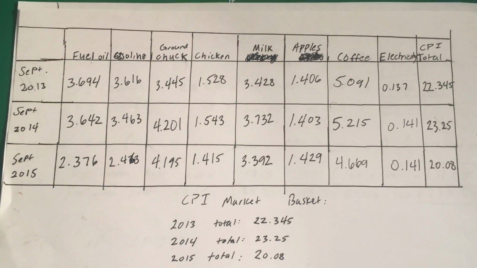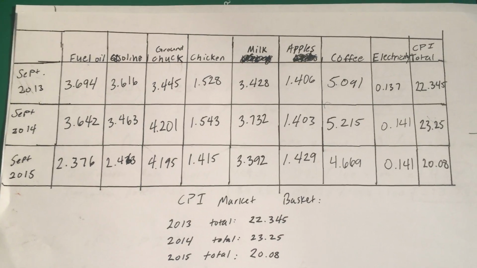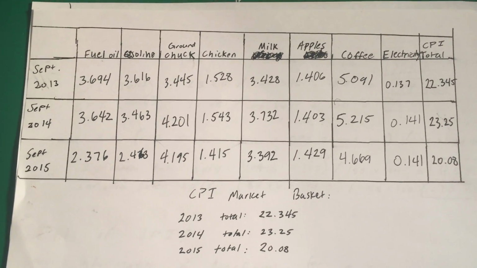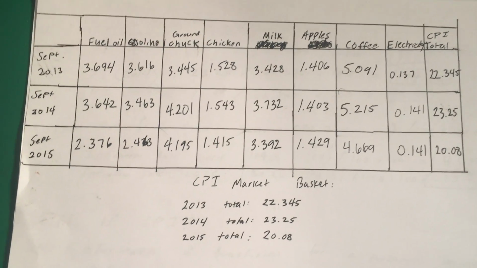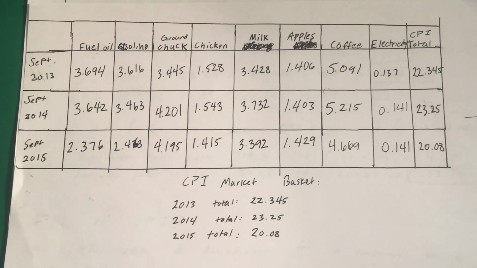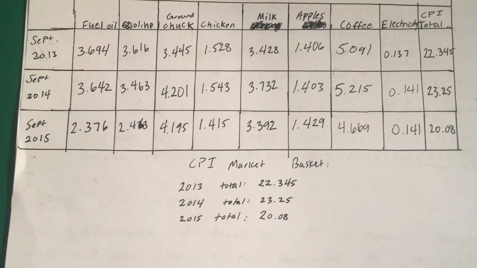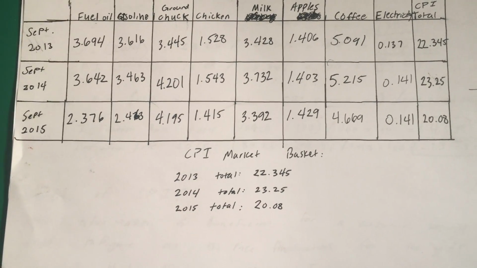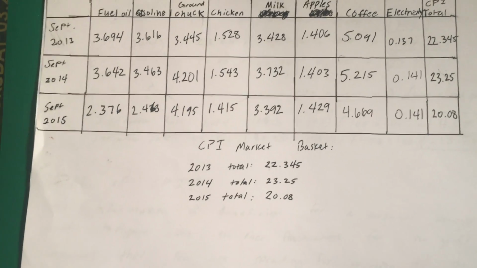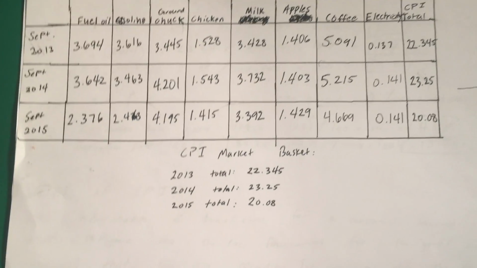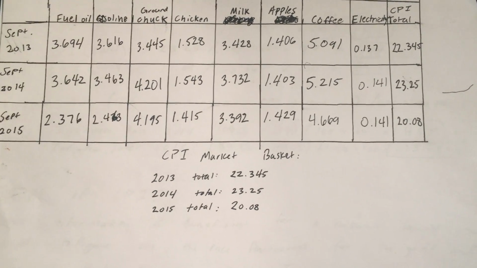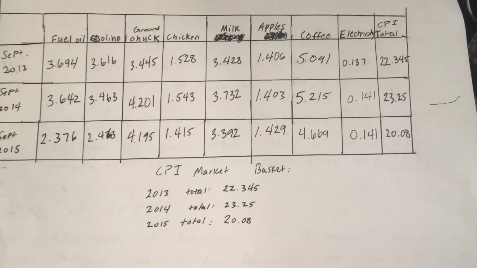I calculated the total CPI market basket totals by simply adding the variables from each year. For 2013, I got a total of 22.345, and for 2014, I got a total of 23.25, and in 2015, I got a total of 20.08. Now that I have collected the totals, I can now calculate the total CPI for each year.